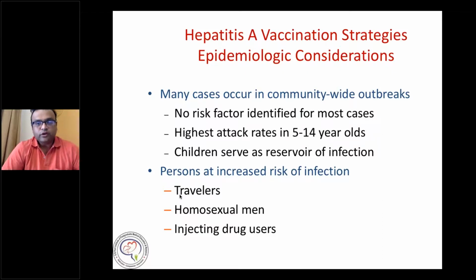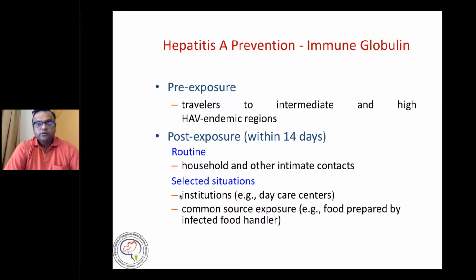But for countries where endemicity is very, very high, we really don't know what is the outcome of this vaccination strategy. The persons who are at increased risk of infection are the travelers, who are the most important, homosexual men and injection drug abusers. If someone belongs to a low endemic area and plans to go to a high endemic area, then we can give what are called immune globulins. These are pre-selected antibodies against hepatitis A, which are given parenterally.